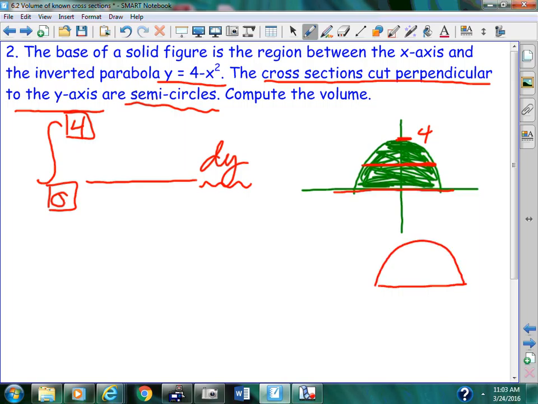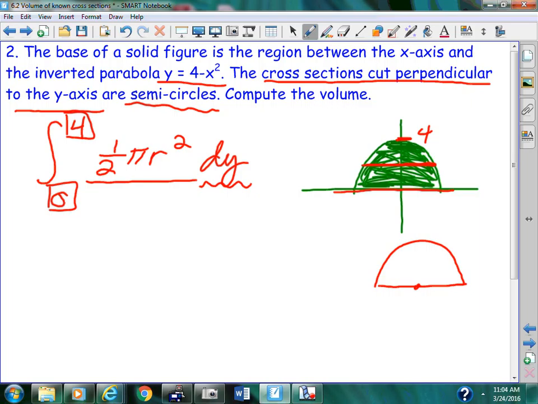Now imagine what a semicircle looks like. What is the formula for finding the area of that? Pi r squared is a whole circle, divided by 2. So you could do 1/2 of pi r squared.